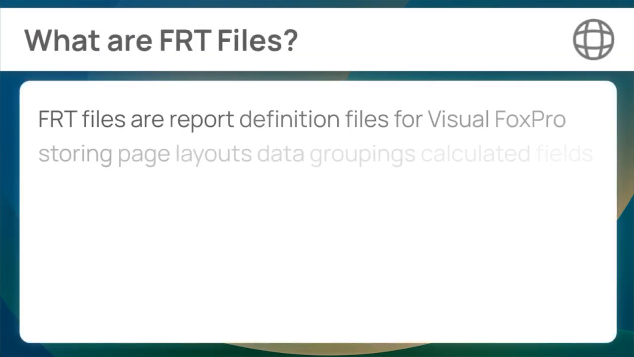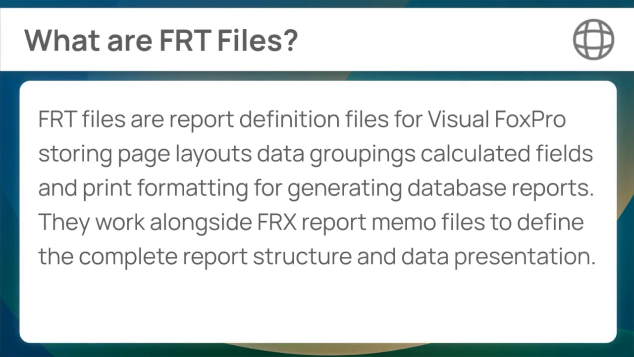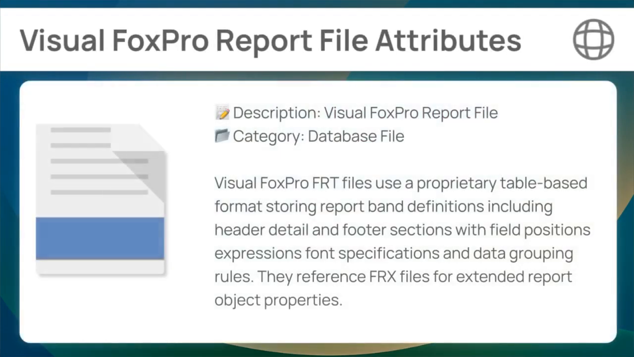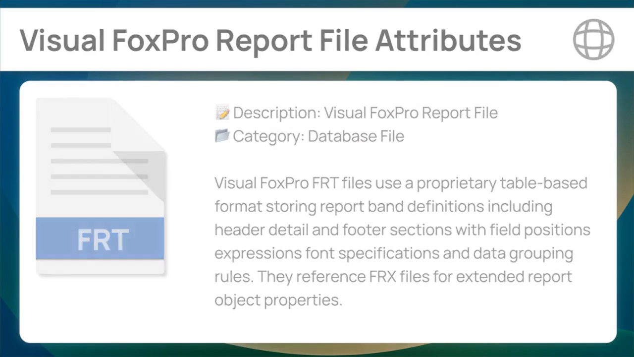FRT files are report definition files for Visual FoxPro, storing page layouts, data groupings, calculated fields, and print formatting for generating database reports. They work alongside FRX report memo files to define the complete report structure and data presentation. Visual FoxPro FRT files use a proprietary table-based format, storing report band definitions, including header, detail, and footer sections, with field positions, expressions, font specifications, and data grouping rules. They reference FRX files for extended report object properties.